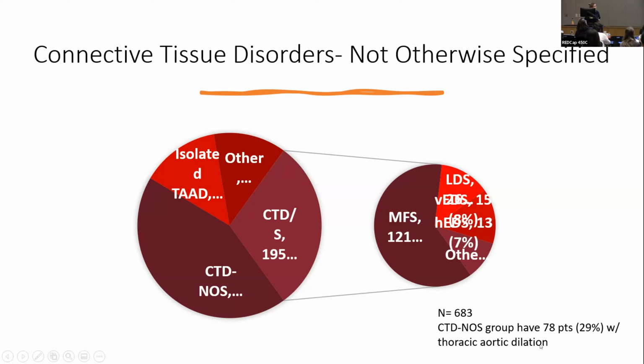And then we looked at it further, and of the patients in the CTD NOS group, 29% of them had thoracic aortic dilation. So they haven't had a dissection yet, but they have dilation. That's a pretty big percentage of that population to not have guidelines that need to be followed for them to come back and have any kind of surveillance of their aorta.